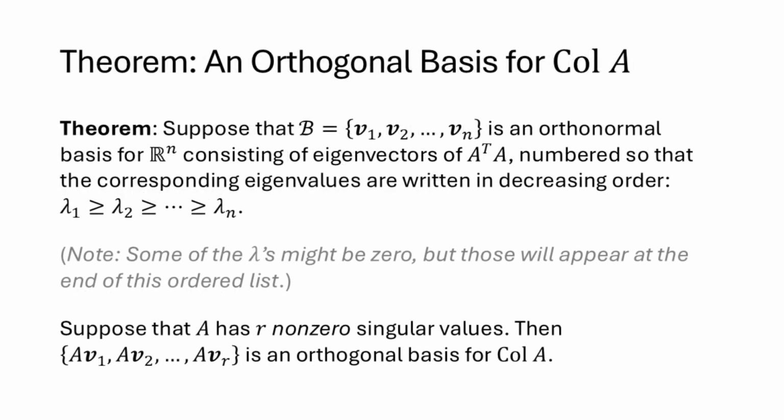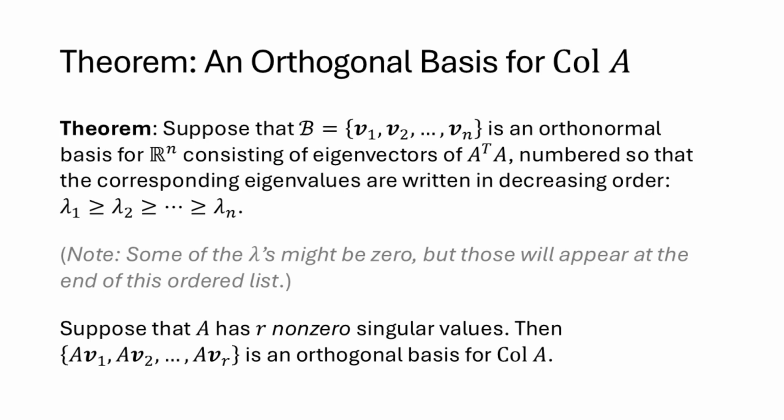Now this is an important theorem that's going to lead us into the singular value decomposition. This theorem says that if script B, which is the set containing v1 through vn, is an orthonormal basis for Rn consisting of the eigenvectors of A transpose A, and we're going to number these so that the eigenvalues are in decreasing order, so lambda 1 is greater than or equal to lambda 2, and so on. And what this means is that if there are any zeros on this list, they're at the end of this list. Remember that all the lambdas are non-negative real numbers, so there might not be any zero eigenvalues here, but if there are, we've ordered this list so that they're at the end.